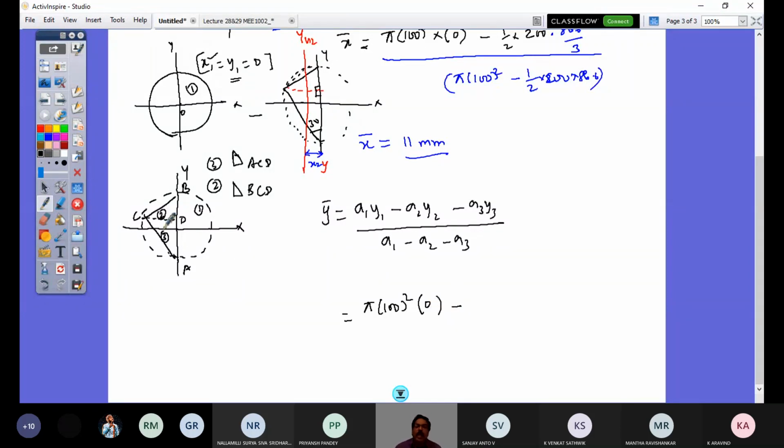Now A2. A2 is this upper triangle. What is that area? Half into B. How much is B? I have to calculate that as well, right? In this triangle, I have to calculate dB. So what is my dB? Look at this triangle geometry. dB is AB minus AD, right? AB minus AD.